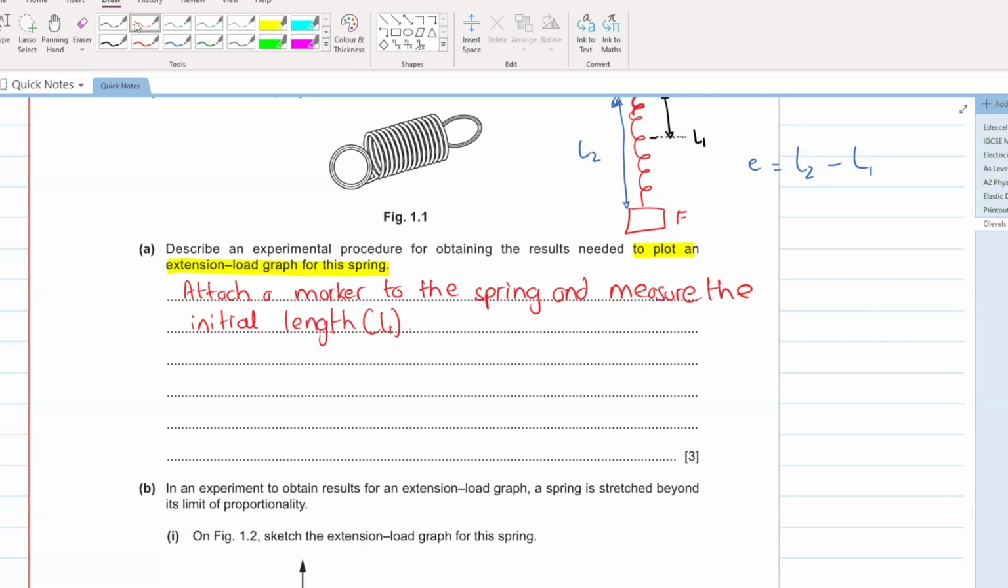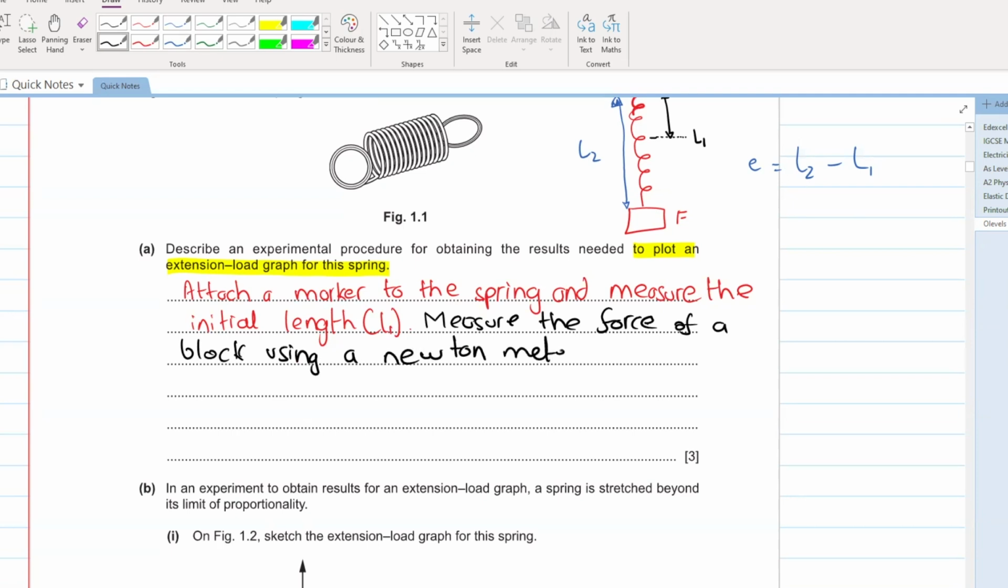Beta, what will you do next? You will say measure the force of a block using a Newton meter and attach it to the spring. Simple.